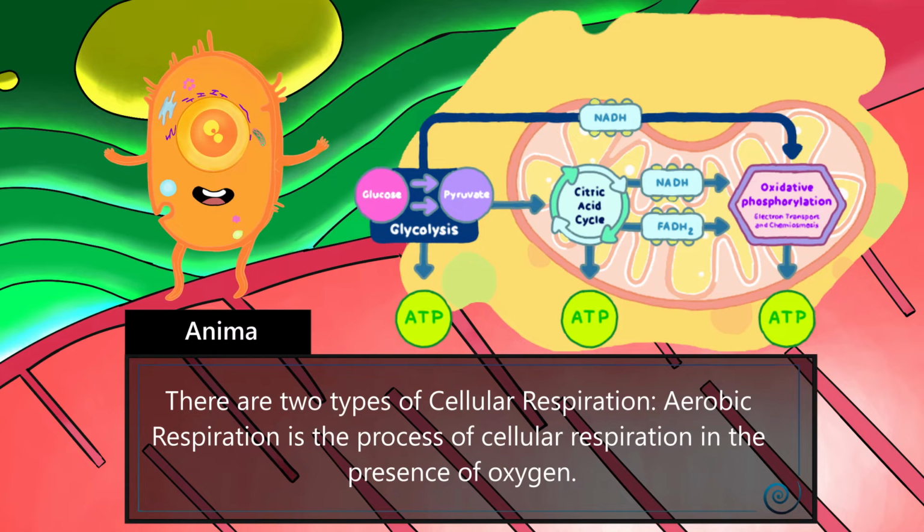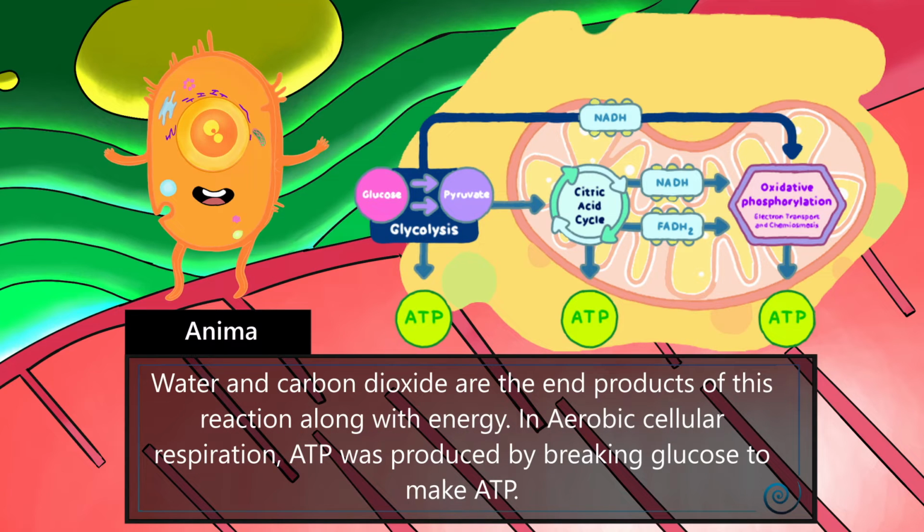There are two types of cellular respiration. Aerobic respiration is the process of cellular respiration in the presence of oxygen. Water and carbon dioxide are the end products of this reaction, along with energy. In aerobic cellular respiration, ATP is produced by breaking down glucose.